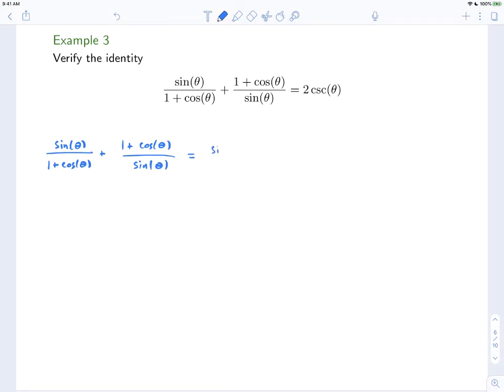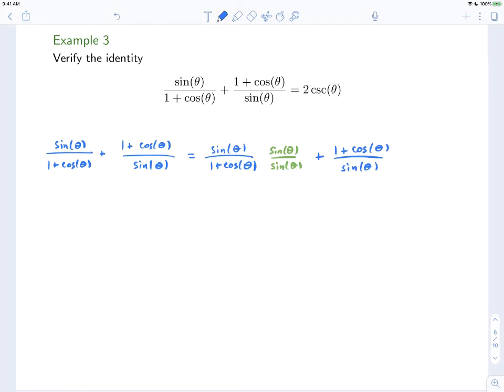So first we have sine of theta over 1 plus cosine of theta. The thing that this term needs is sine of theta in the denominator. So I have to multiply by sine of theta divided by sine of theta. I already have 1 plus cosine theta. I need a sine of theta. But in order to multiply by a sine of theta in the denominator, I need to do it in the numerator as well. So now we add 1 plus cosine of theta divided by sine of theta.